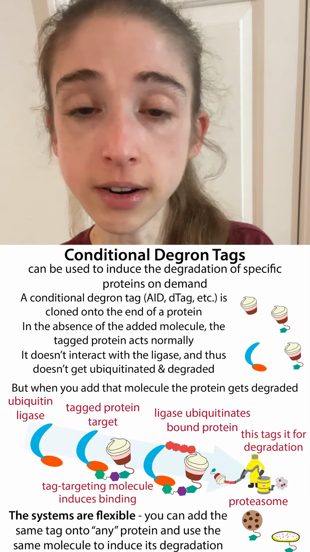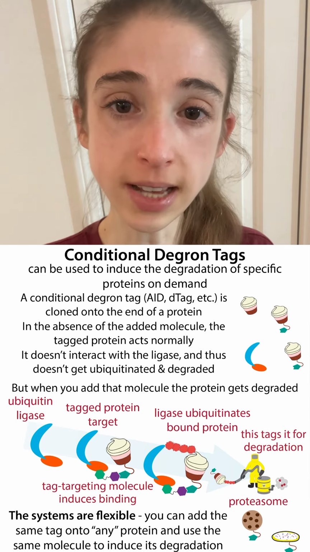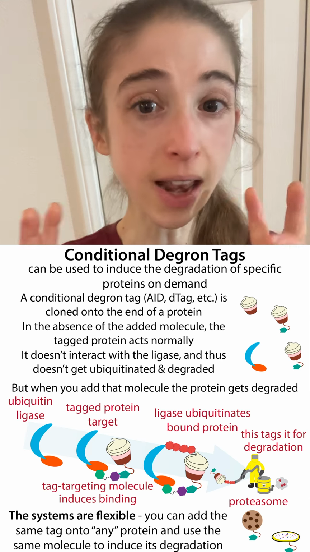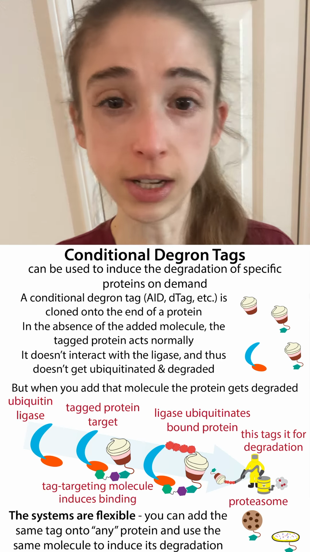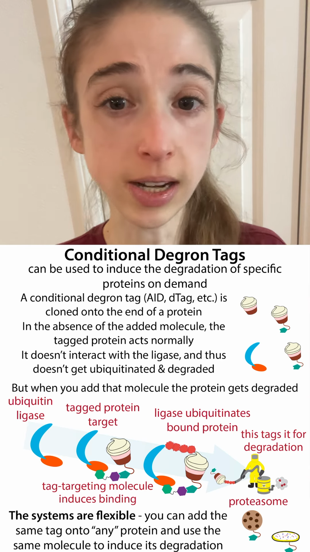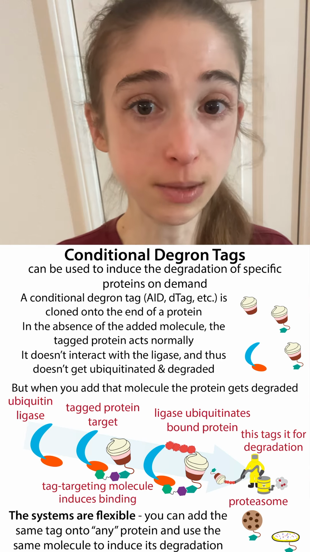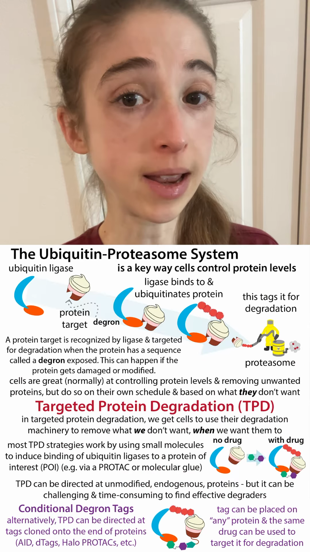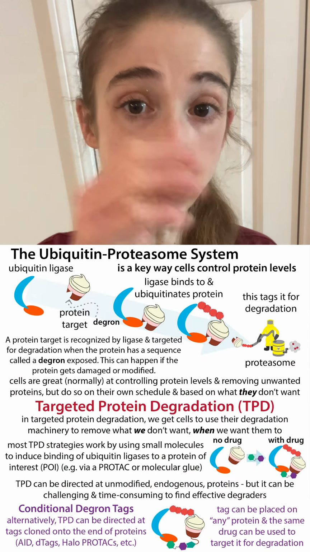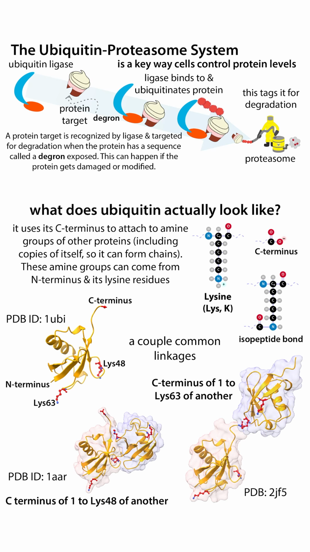The conditional degron tag is great for an experimental setup because you can do this to kind of any protein, but you have to do it on an added version of a protein or an edited version of the protein that was already there. But this allows a powerful experimental tool. How these tools all work is by directing your protein to be ubiquitinated in order to be degraded.